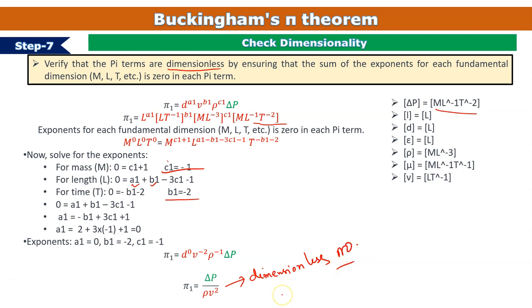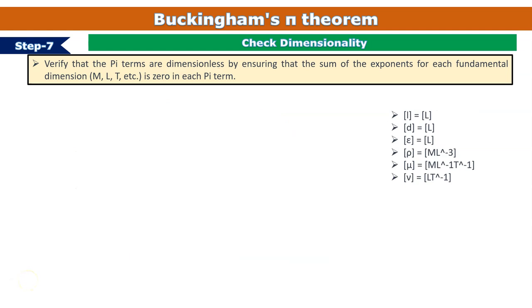Okay, so that is del p by rho v square. So pi 1 we got. Now this is the dimensionless number. In a similar way we can calculate pi 2 also. So pi 2 is equal to d to the power a2, v to the power b2, rho to the power c2 into l. So now we can put all these dimensions of d, v, rho and l.